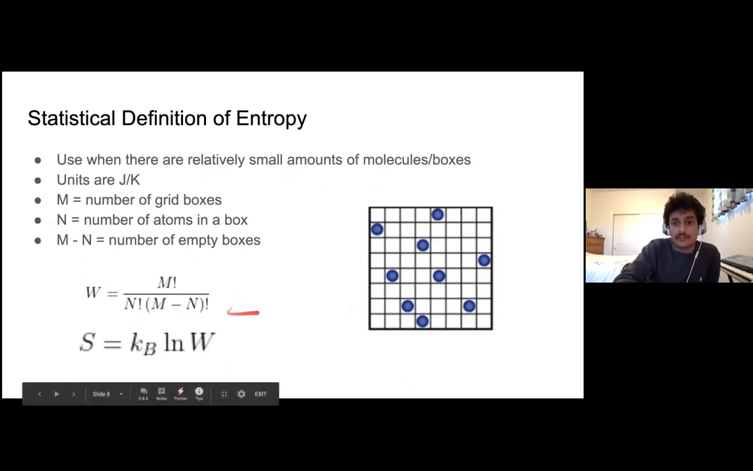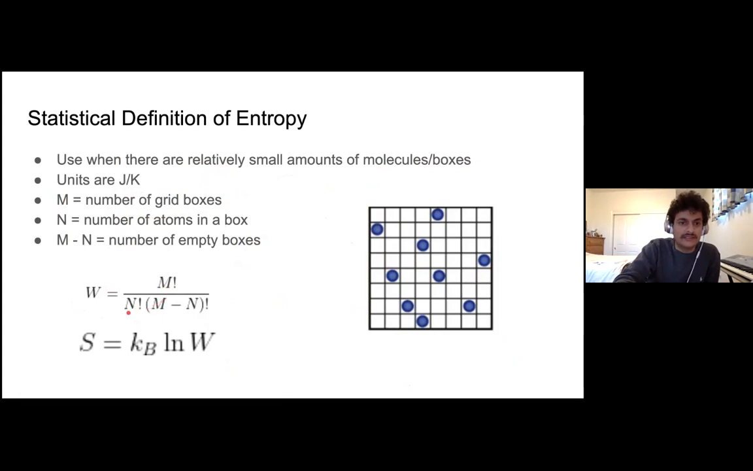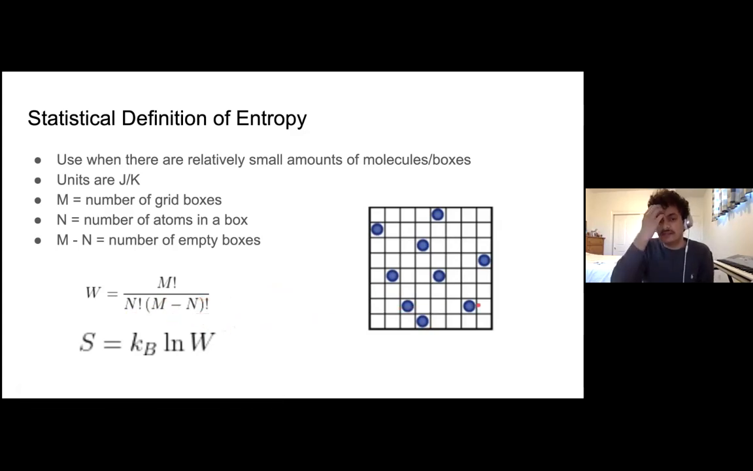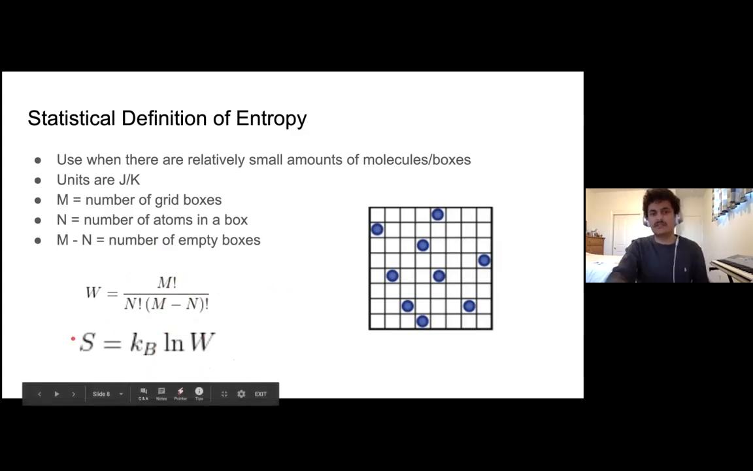So let's calculate multiplicity for this system. So M, again, is the number of total grid boxes. So you can just count here, find the number of total grid boxes, plug that in. N, before that was heads in our coin toss problem. Here it's the number of atoms that are in a box. It's basically just the number of atoms. So that's what you plug in here. And then M minus N is the number of empty boxes. So you can solve for multiplicity, then just plug into this equation to solve for entropy of your system.